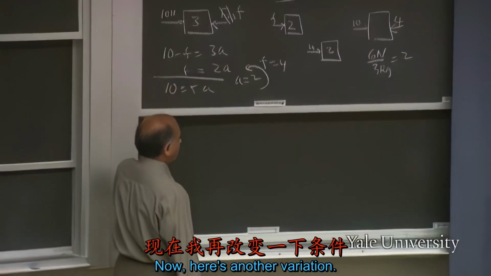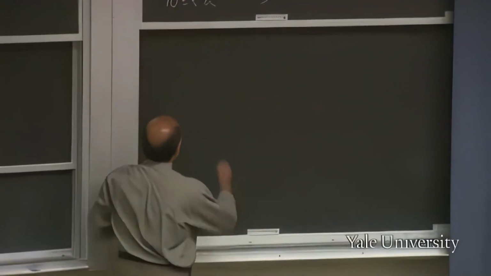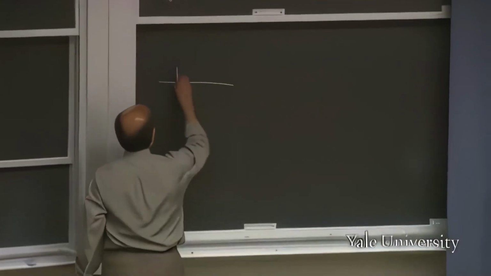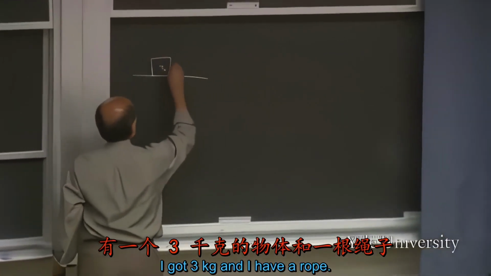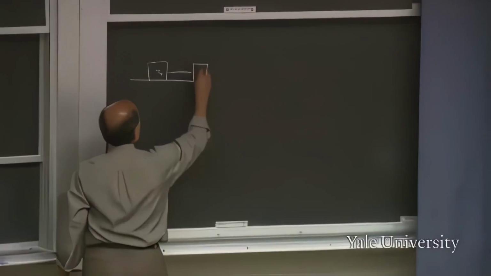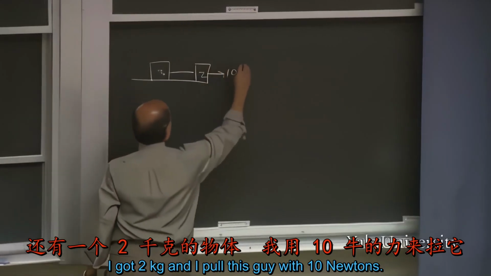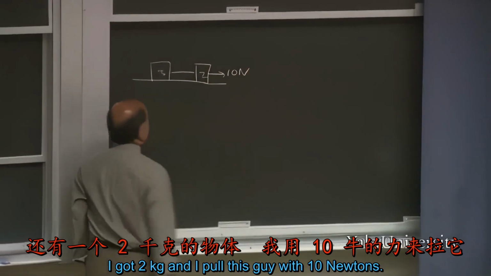Okay, now here's another variation. The variation looks like this. I got 3 kilograms, and I have a rope, and I got 2 kilograms, and I pulled this guy with 10 newtons.